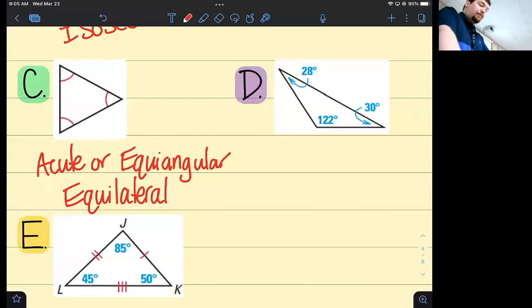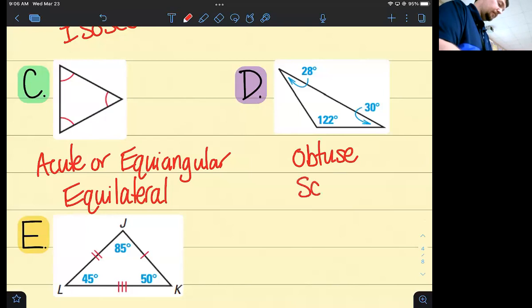All right. Example D. Look at the angle measurements. Are any of them 90 or above? Yes. So is this a right or an obtuse triangle? Do you have an answer? Hang on, we're going to finish this in just a second. Yes, Lucas? It is obtuse. Okay, it is obtuse. Are any of the angle measurements the same? No. So none of the sides are going to be the same. So obtuse, scalene.